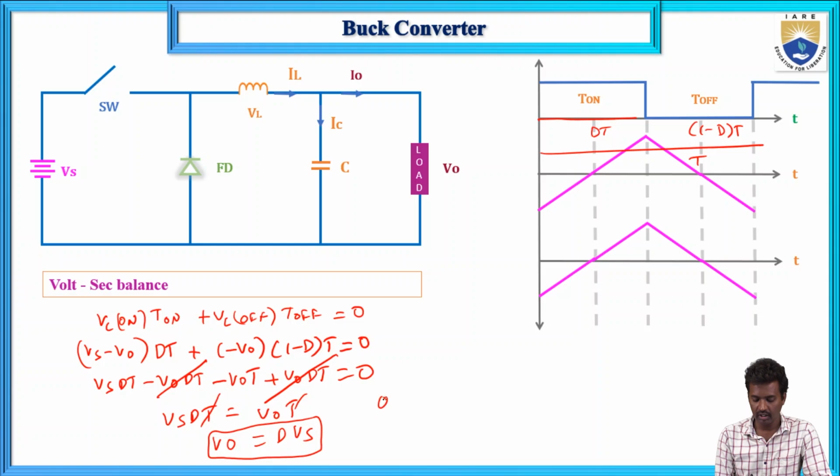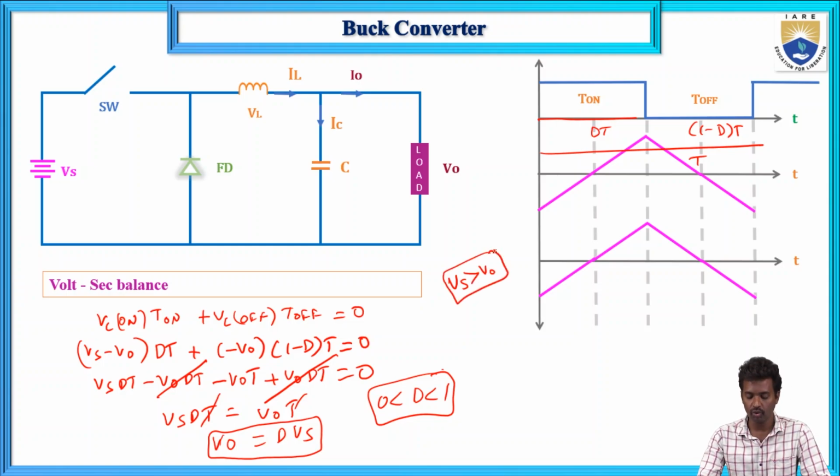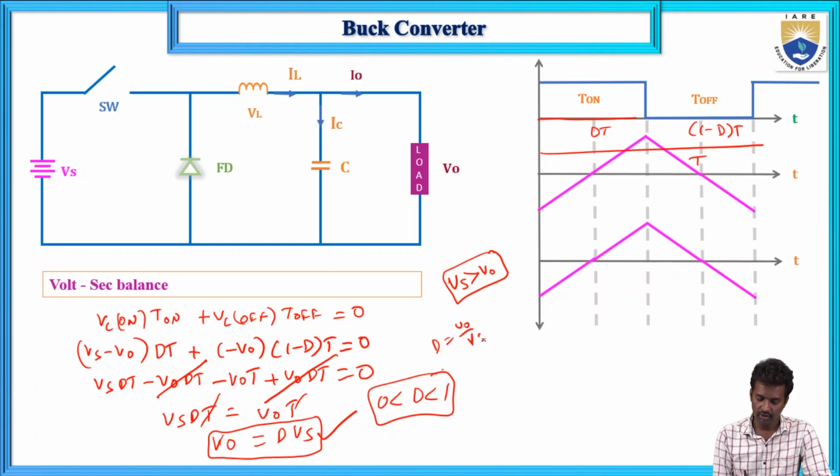Now this D value is in between 0 and 1. So 0 and 1 means the output voltage is always less than Vs, Vs is always greater than V naught. So here the voltage is stepped down. So this is the case for the buck converter. Duty cycle D equals V naught by Vs.